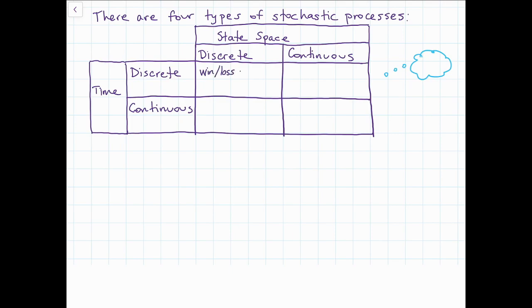For the fully discrete case, we could have wins or losses of games of a sports team. Each game would be discrete, and on each game, we could either have a win or a loss. So there's two possible outcomes. That's a discrete variable, and games themselves are discrete. There's game 1, game 2, game 3. So the time is discrete. If we want a discrete state space with a continuous time, we could think about the number of people in a population. There's only integer numbers of people that exist, but someone could be born or die at any time. So the number in a population would be a continuous time, but discrete state space stochastic process.